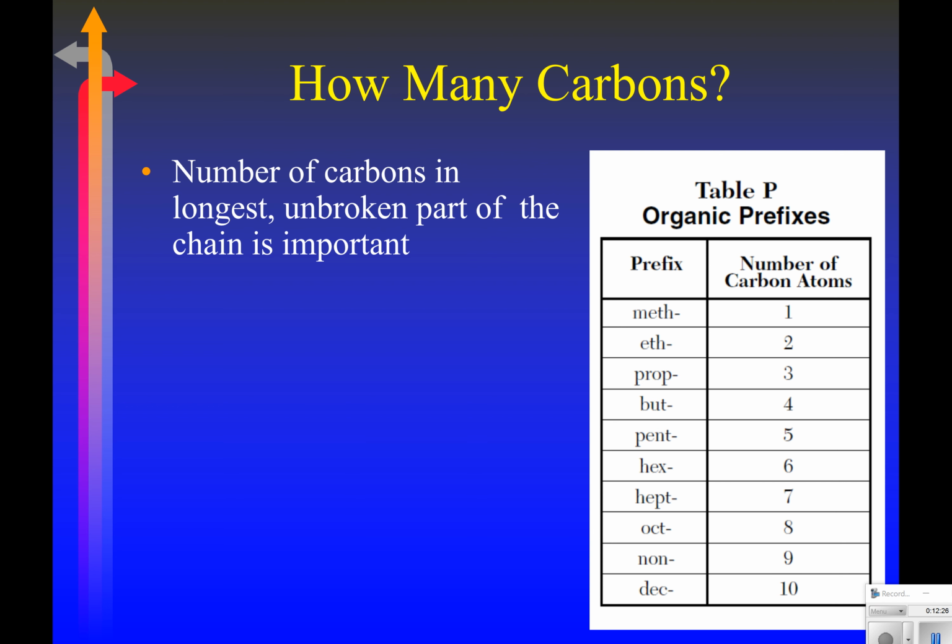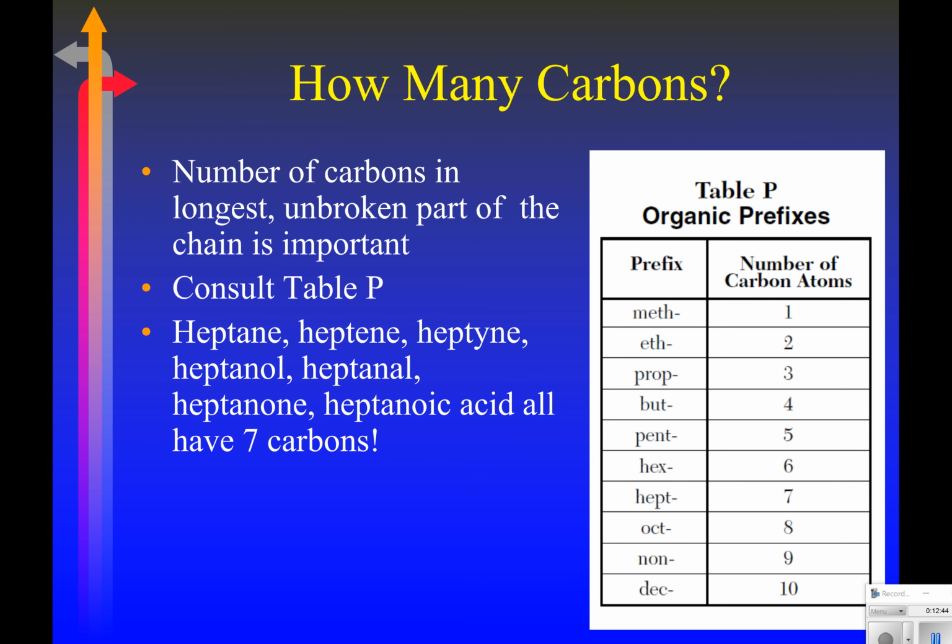Now on table P, we're given prefixes that will help us identify how many carbon atoms are contained in the particular molecule. We always count the longest unbroken part of the chain to determine how many carbons are in that molecule. So heptane, heptene, heptyne, heptanol, heptanal, heptanone, heptanoic acid all have 7 carbons because they have the hept prefix, meaning 7 carbon atoms.